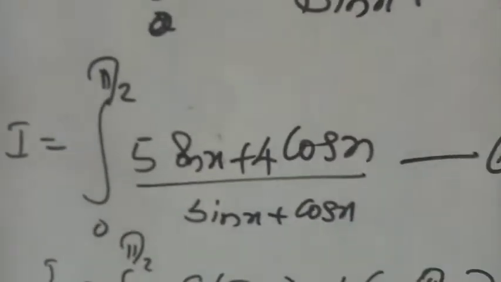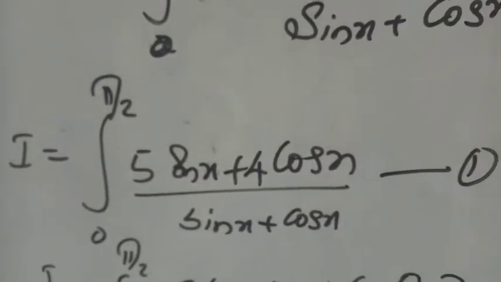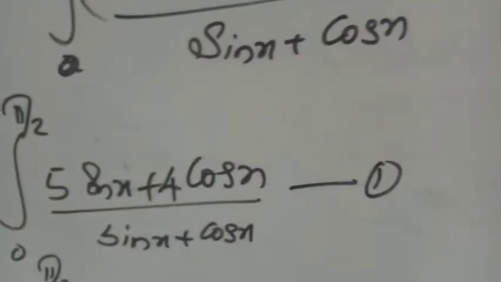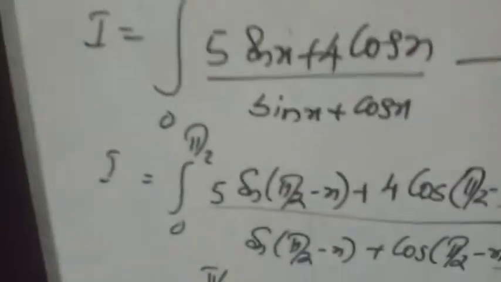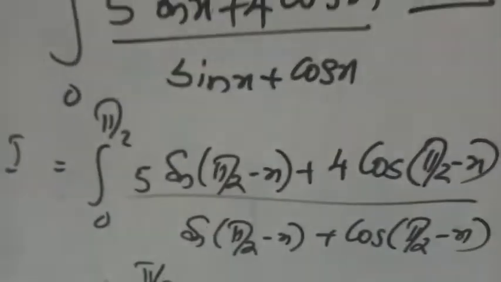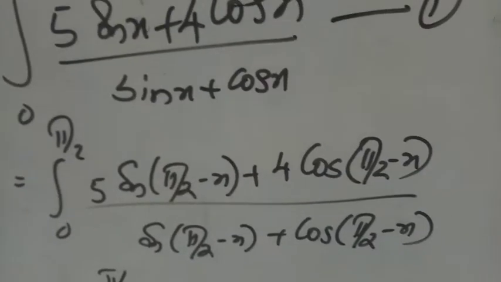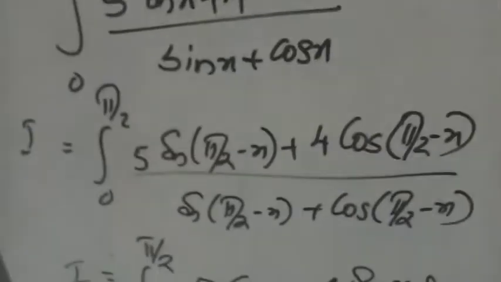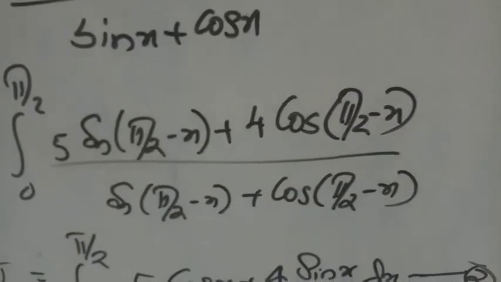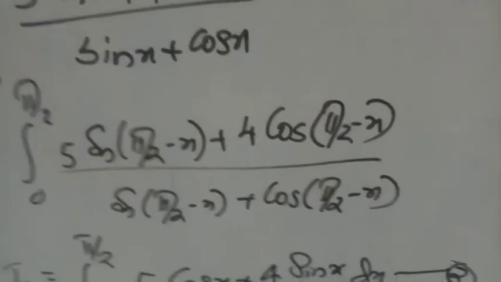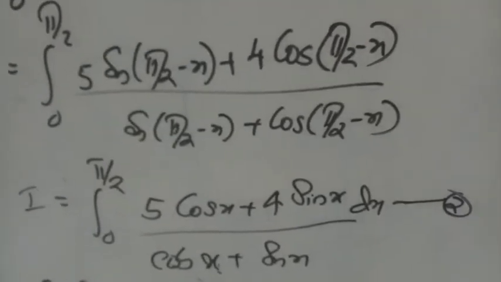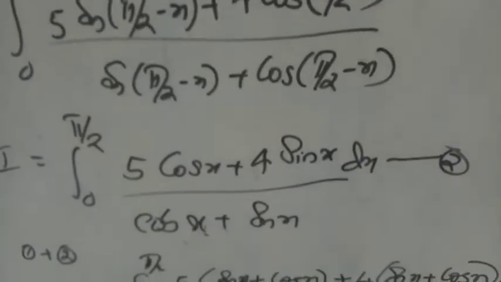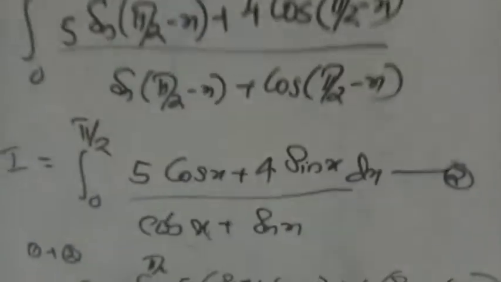And see the example. Integral 0 to pi by 2 of 5 sin x plus 4 cos x by sin x plus cos x. Assume equation number 1. Again I is equal to integral 0 to pi by 2 of 5 into sin of pi by 2 minus x plus 4 into cos of pi by 2 minus x divided by sin of pi by 2 minus x plus cos of pi by 2 minus x. Simplifying that, you will get integral 0 to pi by 2 of 5 cos x plus 4 sin x by cos x plus sin x.